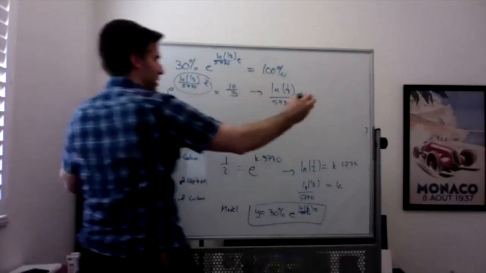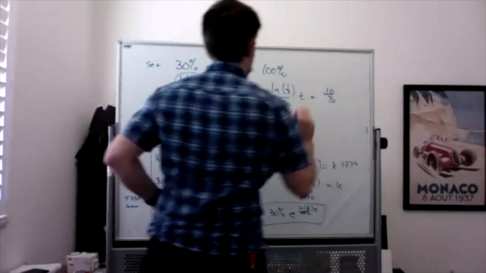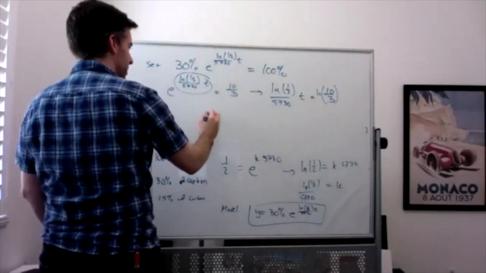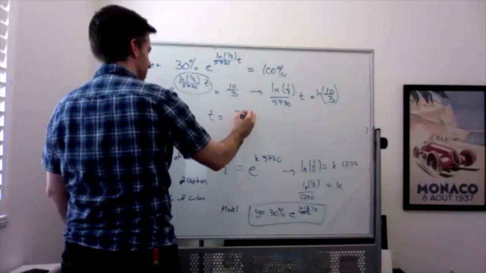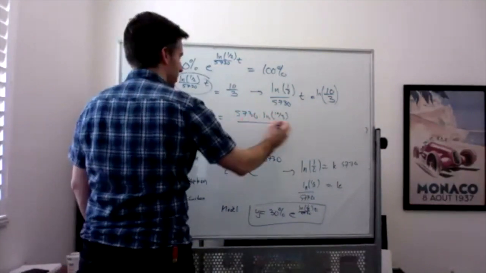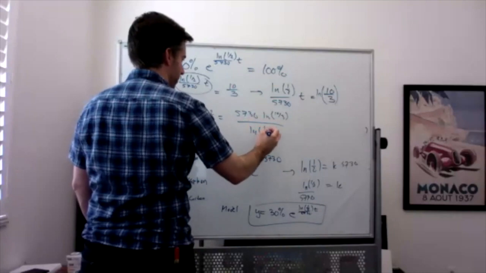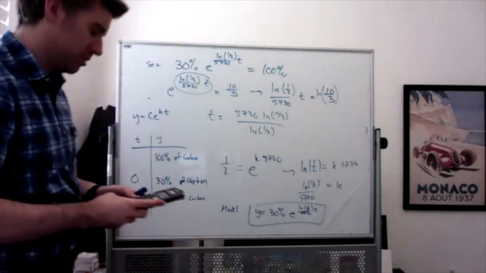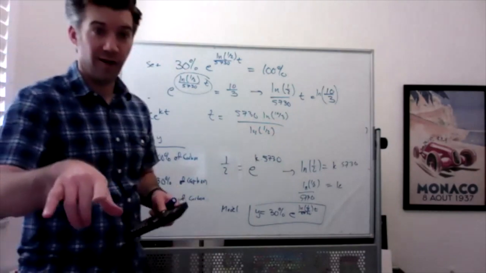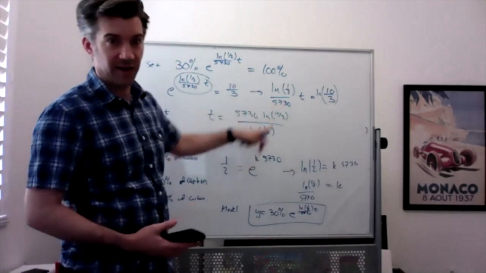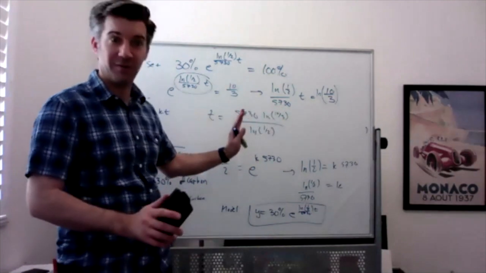And on this side, you're going to get 10/3. Sorry, the natural log of 10/3. And finally, solve for t. T is going to be 5,730 times the natural log of 10/3 divided by the natural log of 1/2. Also, just as a quick aside here, you can't simplify that, right? You can't divide those natural logs together. There isn't a rule for that.